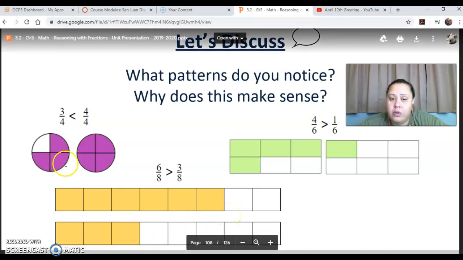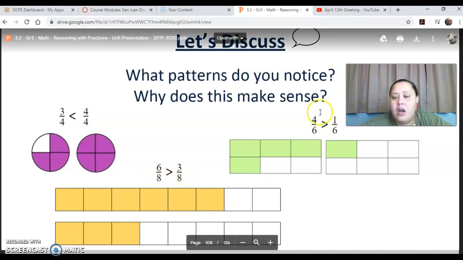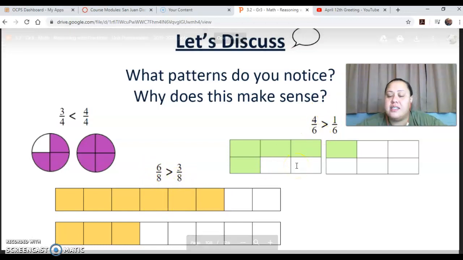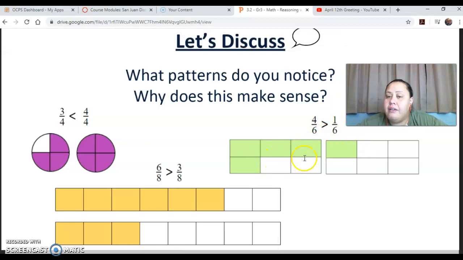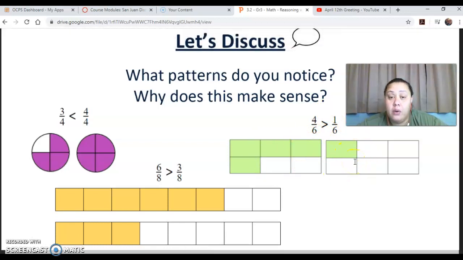What I want you to notice, the patterns you see here, is that when we compare fractions, you have to compare them with the same shape. You cannot make a rectangle and then make this one a circle, because there's no way you can compare it with your naked eye and say, oh, they're equal.